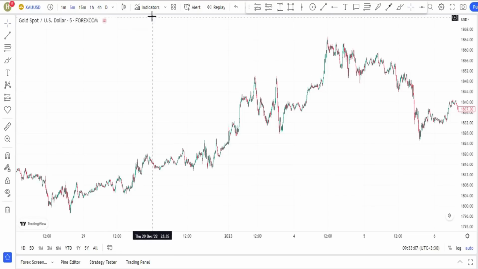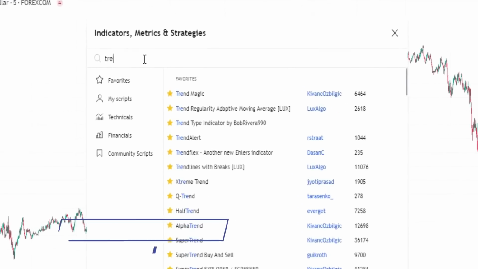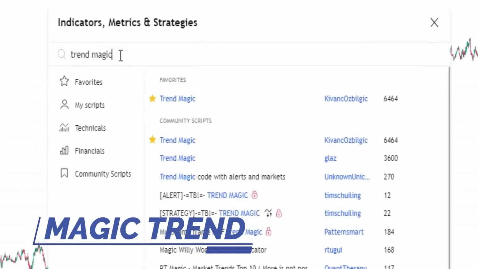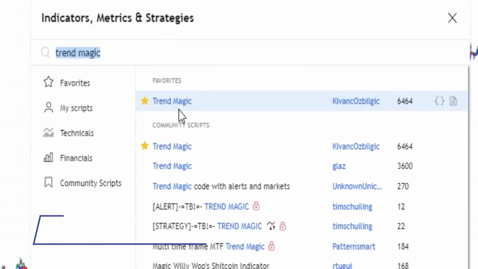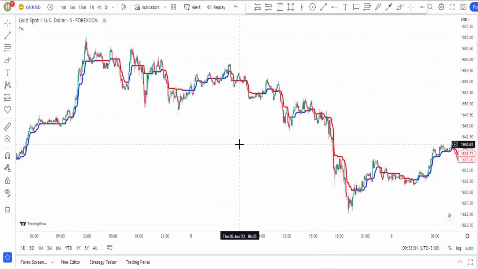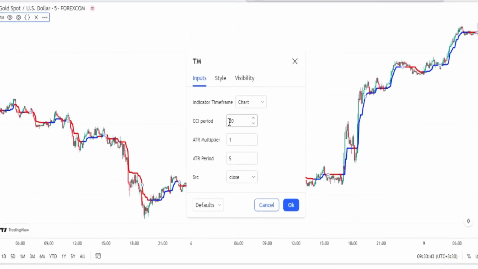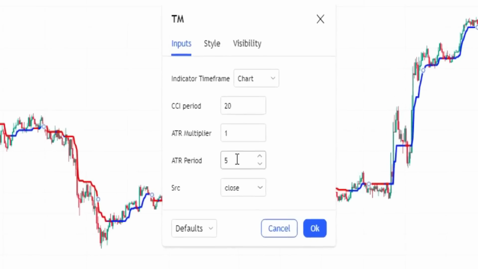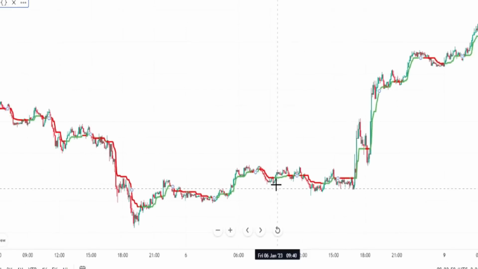Add the first indicator named Trend Magic to the chart in the indicator section. It is not necessary to modify the input section of the indicator, but you can modify the appearance of the indicator as you wish in the style section.